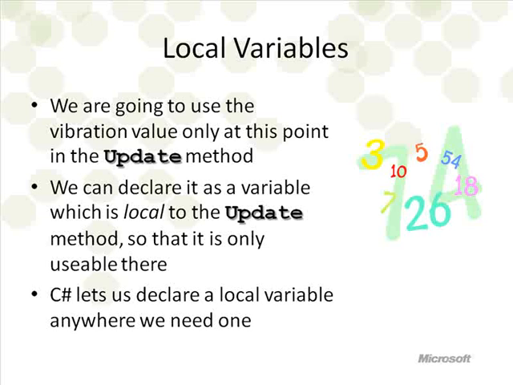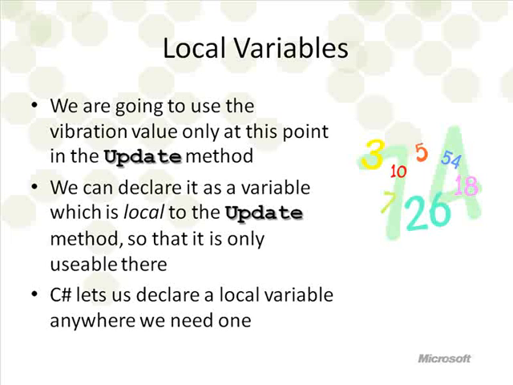It's update that's in charge of all that, and I'm going to make a new kind of variable, one which is local, lives inside the update method and isn't used anywhere else. Very good reason for doing this, because I don't want this vibration value anywhere else in the program. So C# says, okay, put it in a small local area, just use it there and not make it available anywhere else, which makes very good sense to me.